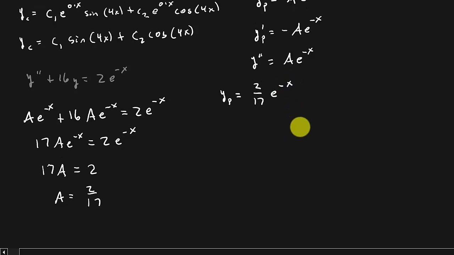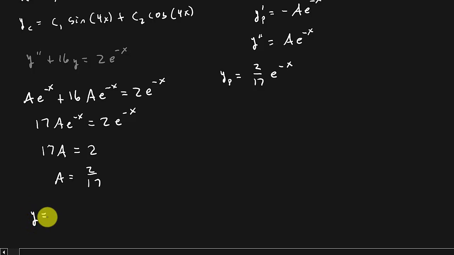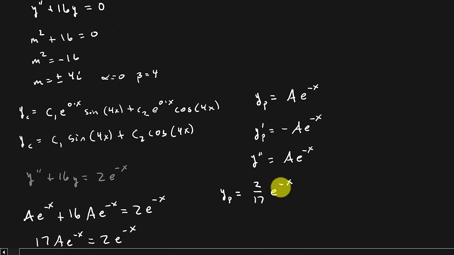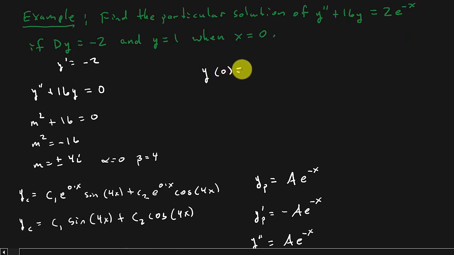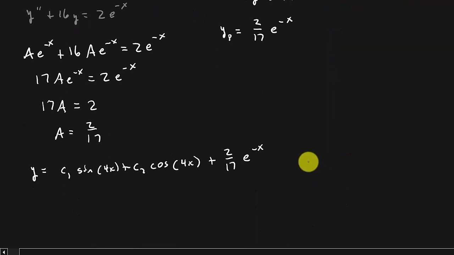All right, so we get y is equal to our complementary solution, which is C1 sine 4x plus C2 cosine 4x, plus 2 over 17 e to the negative x. All right. Now they want us to find the particular solution. Notice they gave us these conditions here. So when x is 0, whenever we plug 0 in for x into y, we should get 1, and when we plug it into the first derivative, we should get -2. So basically all this means is that y of 0 is equal to 1 and y prime of 0 is equal to -2. Okay, so let's write that down over here.